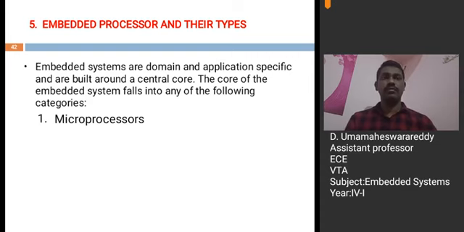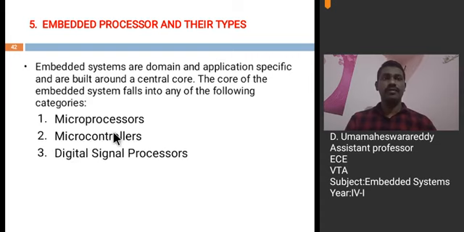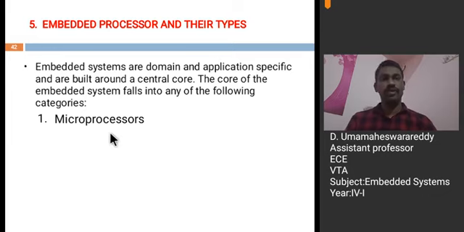Next, microcontroller. You know that a microcontroller is an integrated chip that contains CPU, program memory and data memory, that means RAM and ROM, special and general purpose registers, timers, interrupt control unit, dedicated I/O ports, and some inbuilt peripherals, etc.